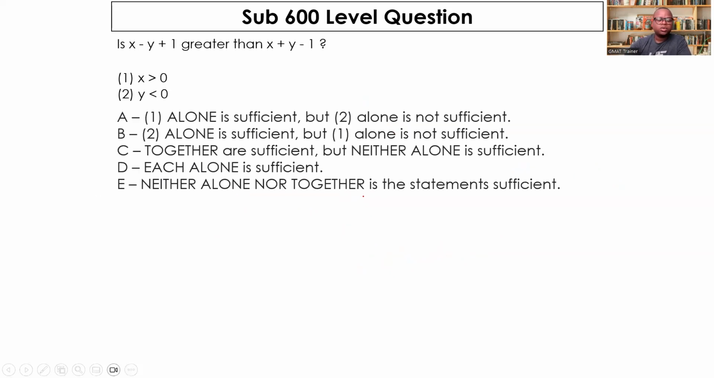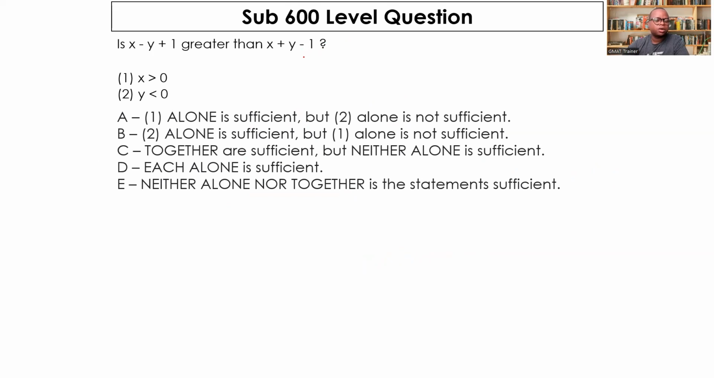That is it. Now, what will happen if it is a DS kind of question, a data sufficiency kind of question? Now, let's see. We have been told that x minus y plus 1 is greater than x plus y minus 1.